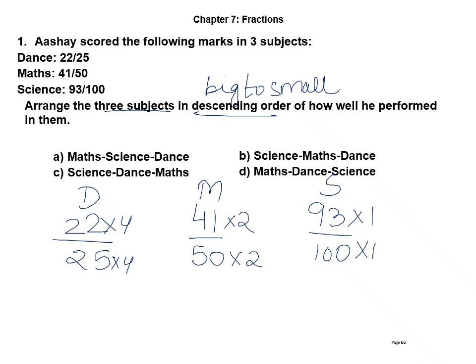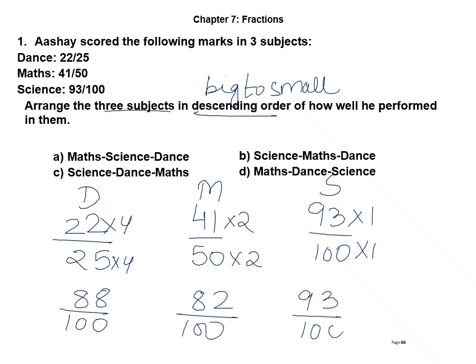So now these will become equivalent fractions. This will become 88 by 100. This is equal to 82 by 100. And this is equal to obviously 93 by 100. Now you have to arrange as per the descending order. The highest marks are 93, science, then dance, and then maths. Which option? Science, dance, and maths. Option C. So the denominators were not the same and we made them the same and then we compared. I hope this is clear.